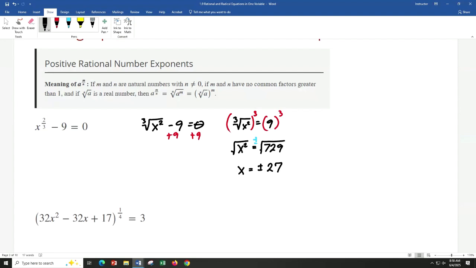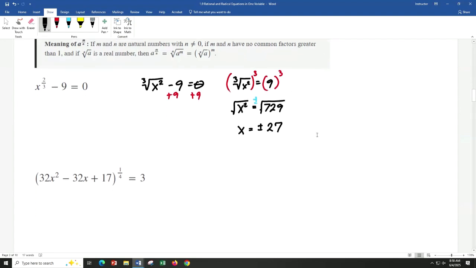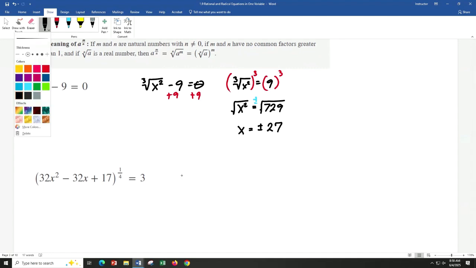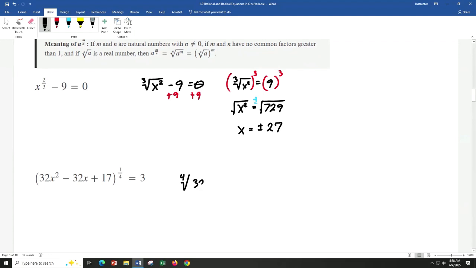Yeah. What are you actually seeing when you look at this one? When you look at that mess of a quadratic right there, aren't we really just seeing the fourth root of 32x squared minus 32x plus 17, all equal to 3? And as you've all said, to get rid of that, I'm going to raise it to a power of 4. But I have to do it over here as well. Well, then that leaves us with, if somebody wants to find out what 3 to the 4th power is.